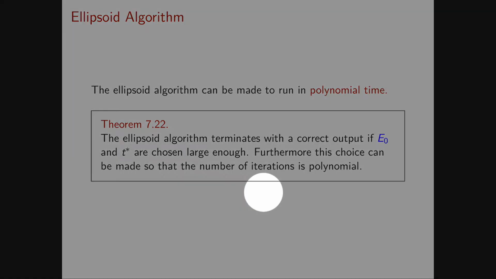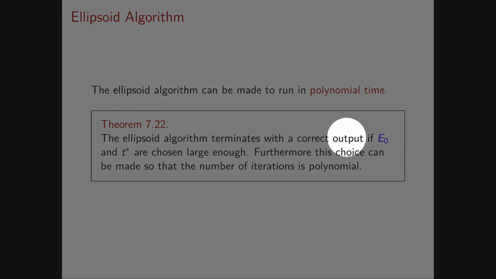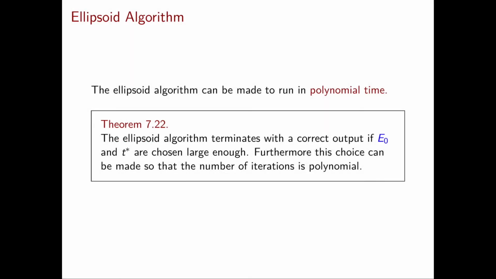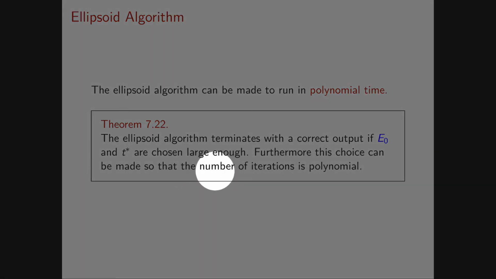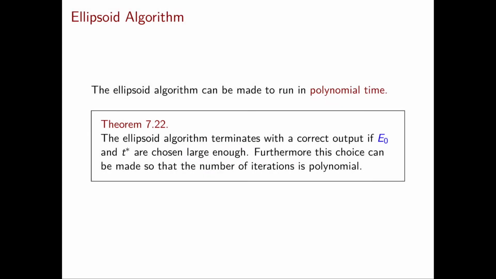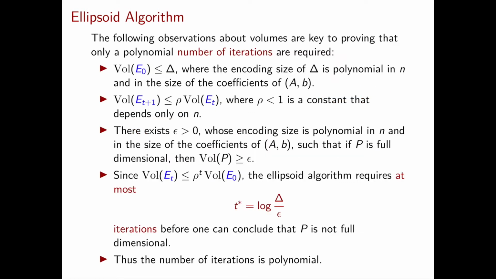So we have that the ellipsoid algorithm terminates with the correct output if E0 and t star are chosen large enough. So this tells us that the algorithm is correct. Furthermore, this choice can be made so that the number of iterations is polynomial. So first, I want to discuss why the algorithm is correct and why the number of iterations is only polynomial. We're not going to prove anything, but I just want to tell you the observations that allow you to prove this result.